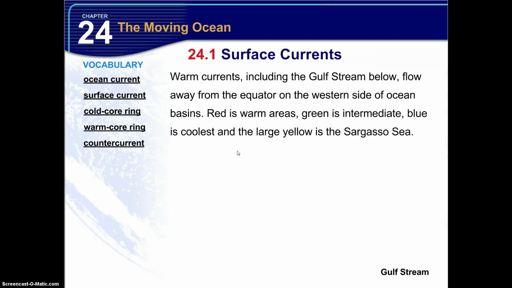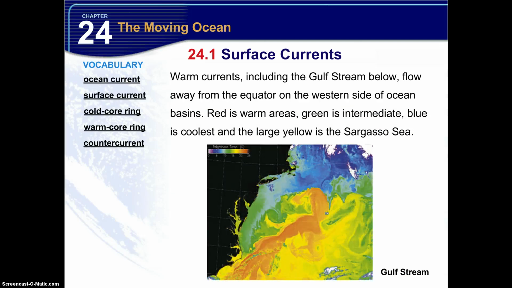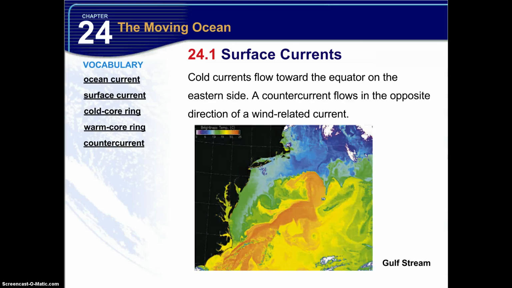Now, warm currents, including the Gulf Stream below, flow away from the equator on the western side of the ocean basins. Now, red is warm areas, green is intermediate, blue is the coolest, and yellow is the largest. This is a picture of the Sargasso Sea. Cold currents flow toward the equator on the eastern side. A countercurrent flows in the opposite direction of a wind-related current.